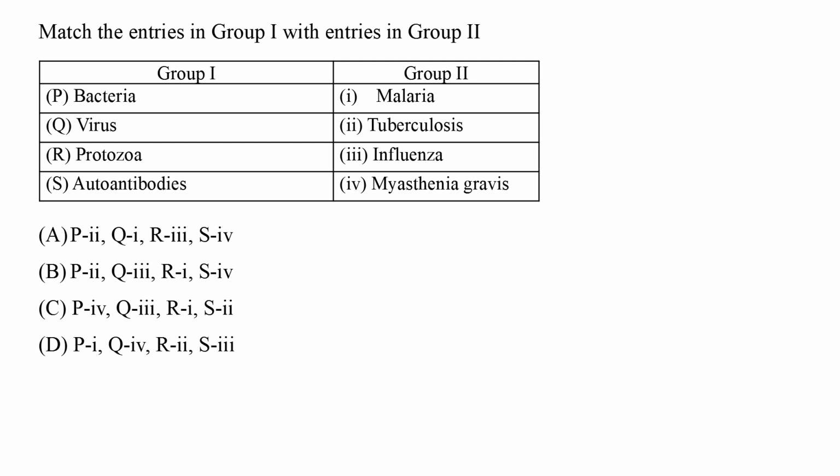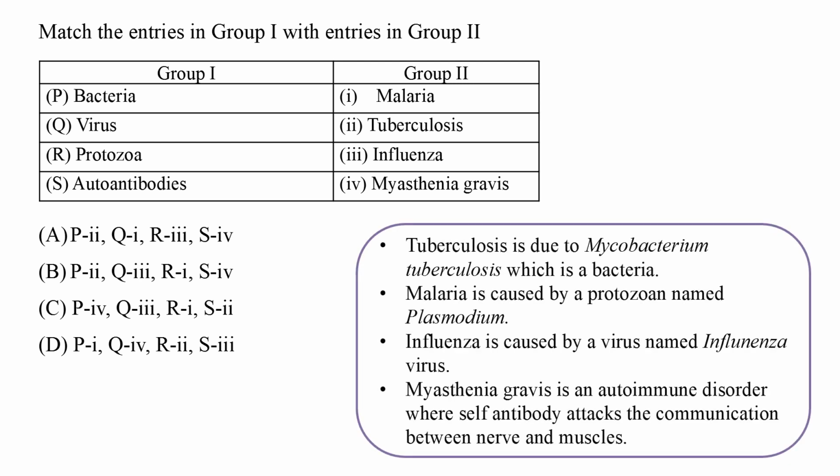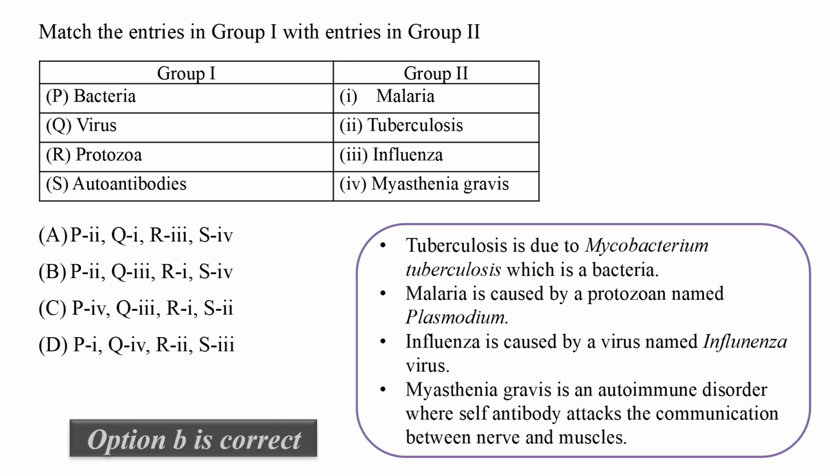Moving on, match the entries in group 1 with the entries in group 2. So tuberculosis is caused by a bacteria, that is Mycobacterium tuberculosis. Malaria is caused by a protozoan, that is Plasmodium. Influenza is caused by influenza virus. Myasthenia gravis is an autoimmune disorder where the self-antibody attacks the communication between nerve and the muscles. So option B here is the correct answer.